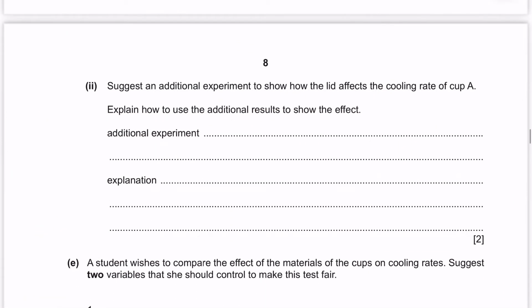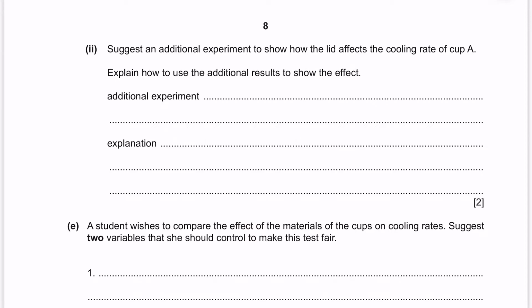Then they're asking to suggest an additional experiment to show how the lid affects the cooling rate of cup A. Explain how to use the additional result to show the effect, the additional experiment and explanation. So what we can do is we can repeat the experiment for cup A, because A was using a lid, without the lid.